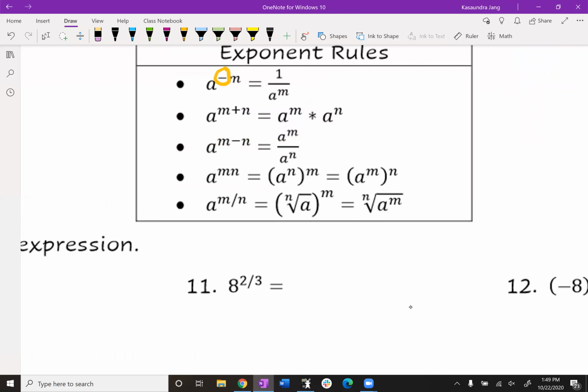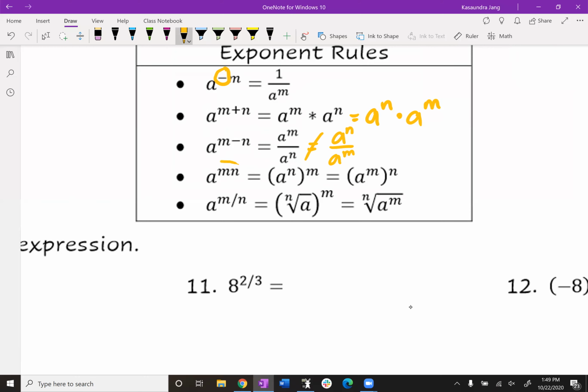With addition and multiplication, order doesn't matter. Like if I swapped these, if I put a to the n first times a to the m, those are equal. That's fine. It's the same thing. But subtraction and division, order does matter. This does not equal the same thing as a to the n over a to the m. If I swapped the numerator and denominator, that does not equal what I started with. So we need to be very clear when order matters and when it does not.